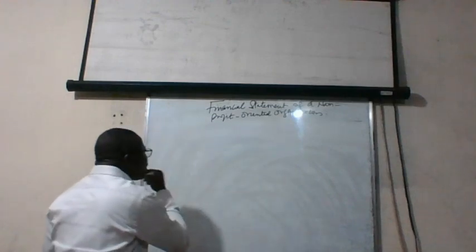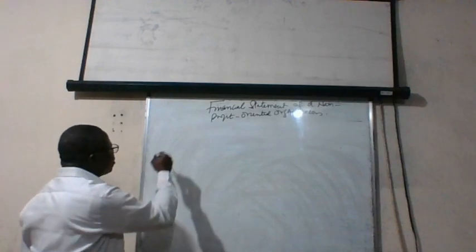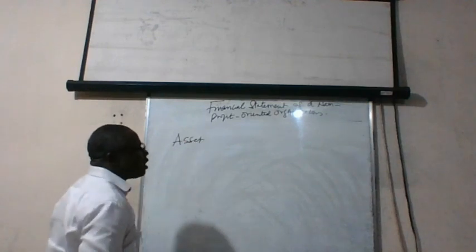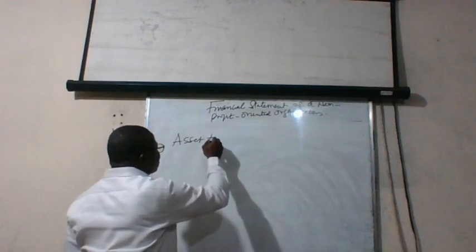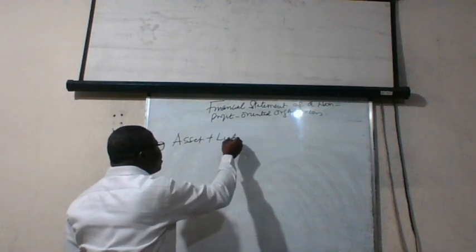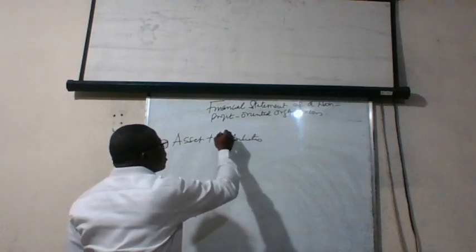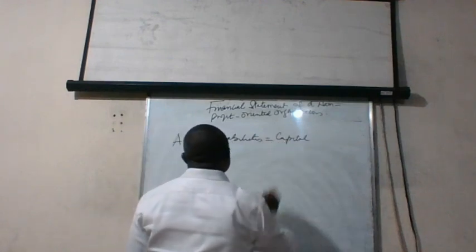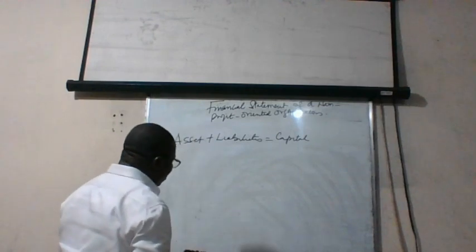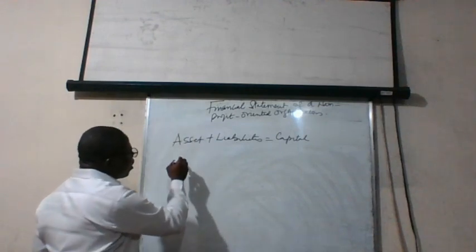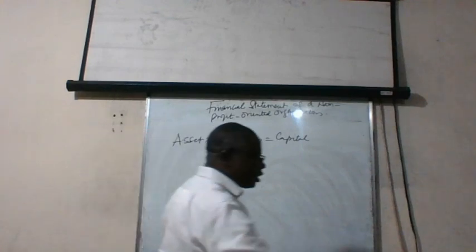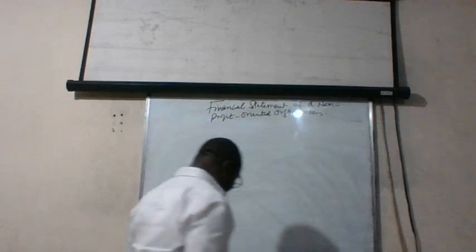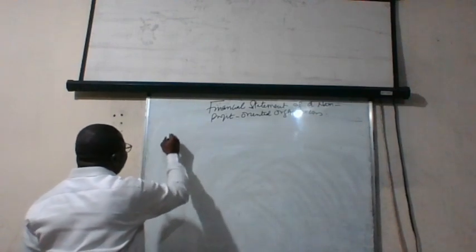Now, in the profit-making organization, we said assets plus liability is equal to capital or equity. So in a non-profit organization, we are looking at accumulated fund.